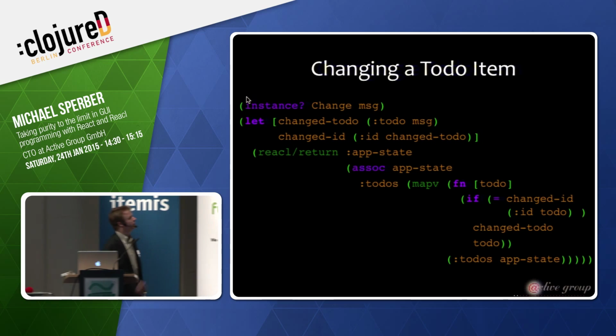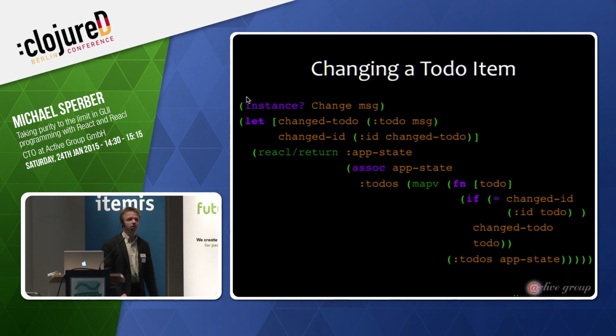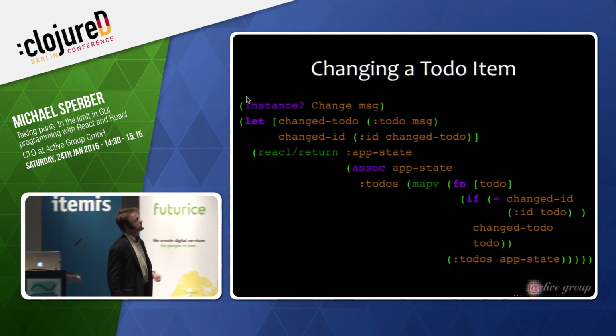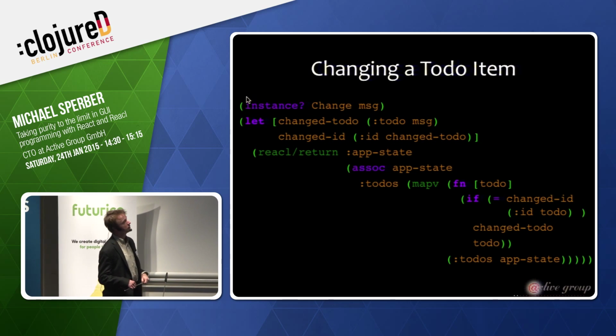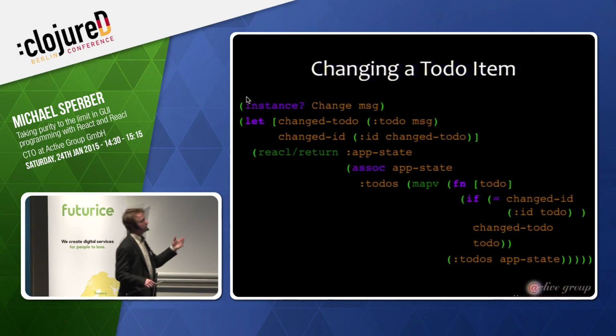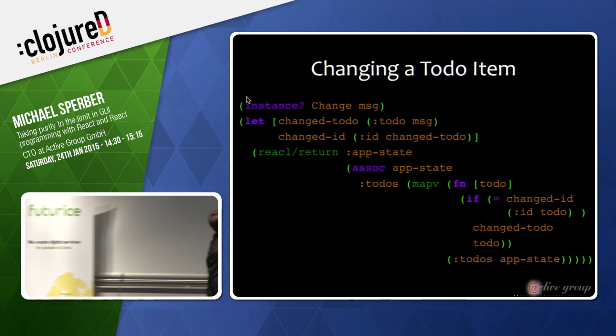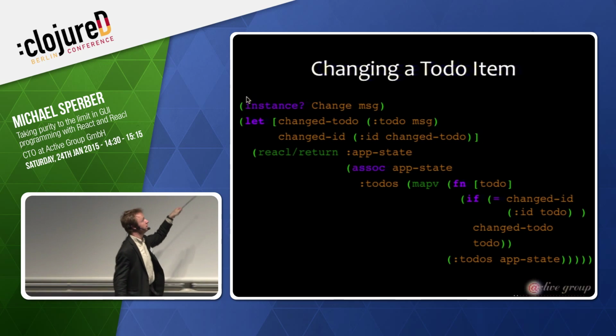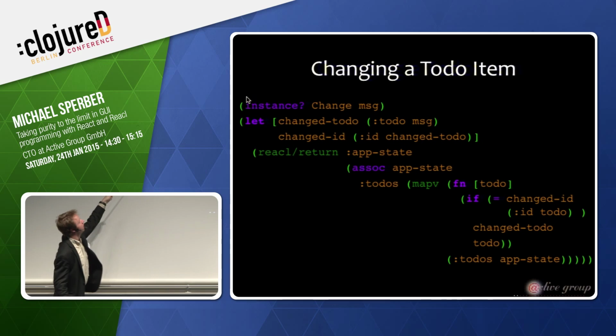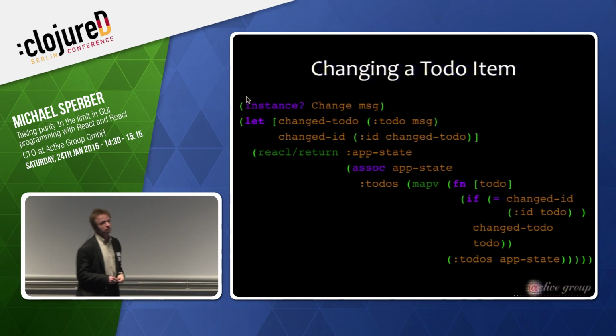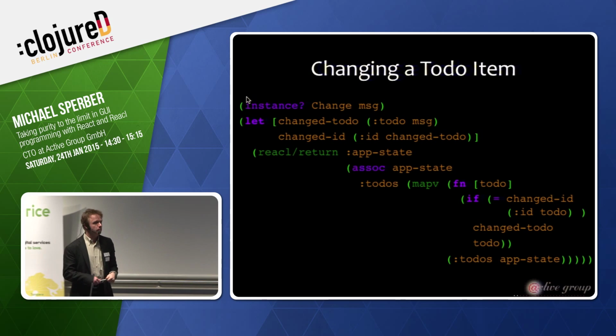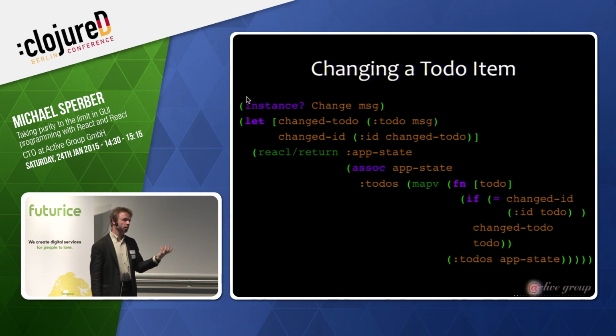Okay, and remember, there was a change message that could also be sent if somebody clicked on the checkbox, and it's the same thing. We just go over all the items, look for the one that has the ID that is being changed, and replace it. So it's not anything particularly complicated. But I hope you can all see this principle involved here.